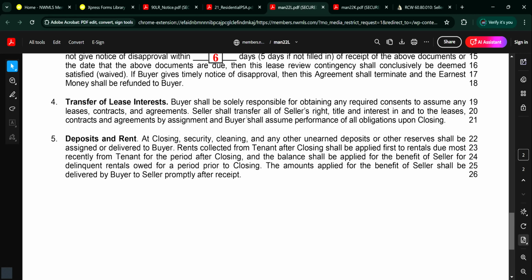Deposits and rent. At closing, security, cleaning, and any other unearned deposits or other reserves shall be assigned or delivered to buyer. Rents collected from tenant after closing shall be applied first to rentals due most recently from tenant for the period after closing, and the balance shall be applied to the benefit of seller for the delinquent rentals owed for a period prior to closing. The amounts applied for the benefit of seller shall be delivered by buyer to seller promptly after receipt.